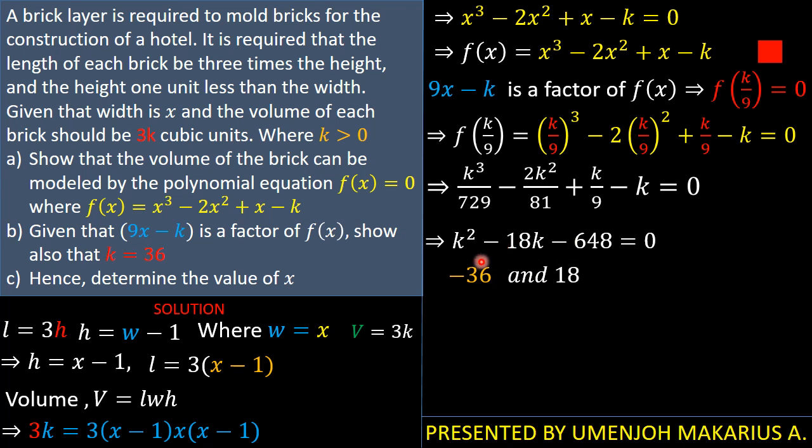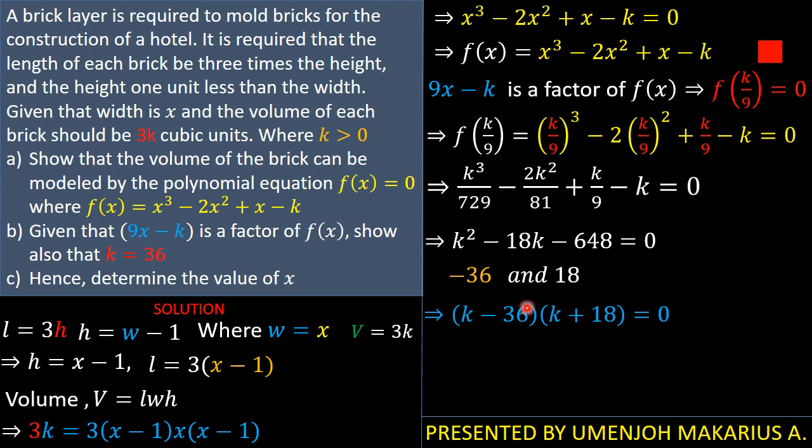You can test: negative 36 times 18 gives you negative 648. Likewise, if you add the two of them, it gives you negative 18, as we have here. Great. So in this case, since the coefficient of k squared here is 1, our factors are k minus 36 times k plus 18, equal to 0.